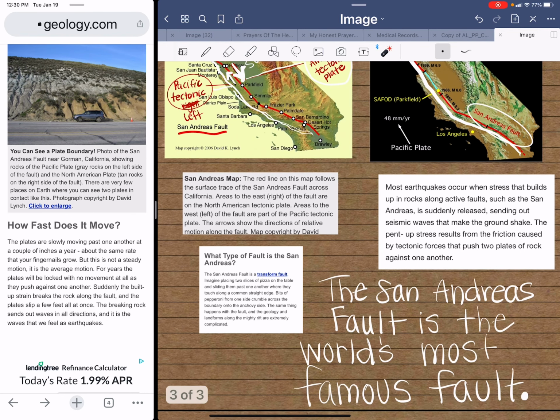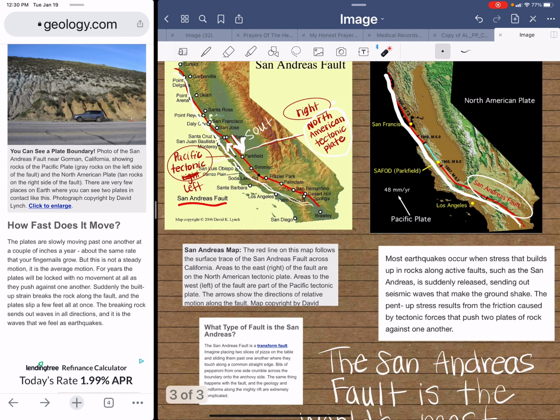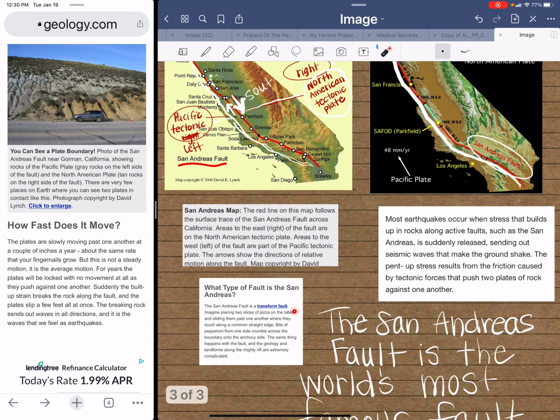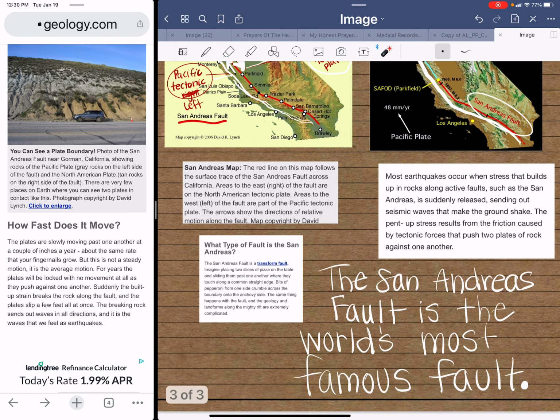All right, so what type of fault is the San Andreas? Again, this is the San Andreas. The San Andreas Fault is a transform fault. This gives you a good visual. Imagine placing two slices of pizza on the table and sliding them past one another where they are touching along a common straight edge. Bits of pepperoni from one side crumble across the boundary onto the anchovy side. So the same thing happens with the fault. And the geology and the landforms along the mighty rift are extremely, extremely complicated.